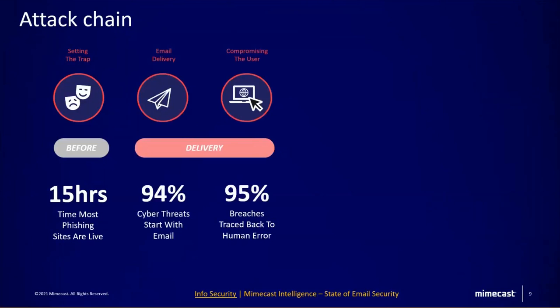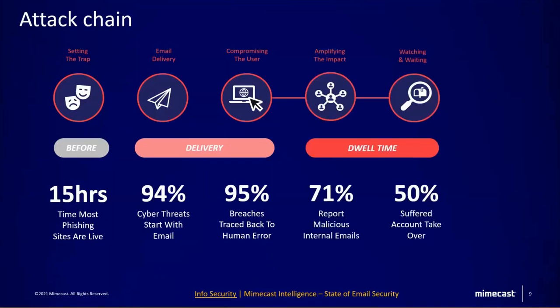Secondly, we see email is the favorite delivery mechanism, as I mentioned earlier. 94% of threats start with email, and unfortunately, 95% of breaches are traced back to human error. Users are constantly inviting malicious actors in by clicking on phishing links, opening attachments, entering credentials, and lastly, falling for whaling or impersonation spoofing attempts. And then lastly, most organizations have experienced things like account takeover and the lateral spread of malicious content via email.